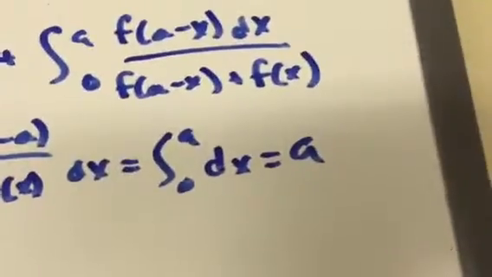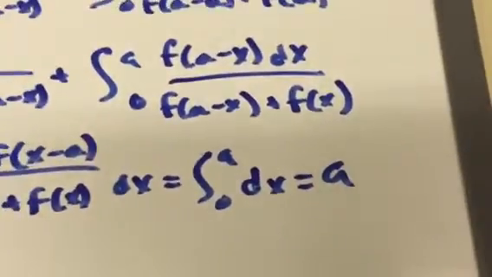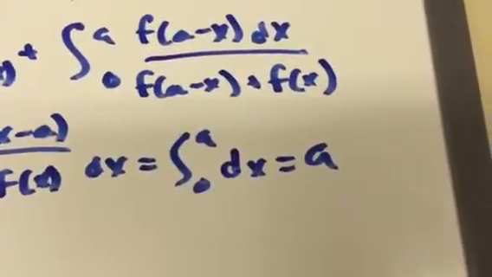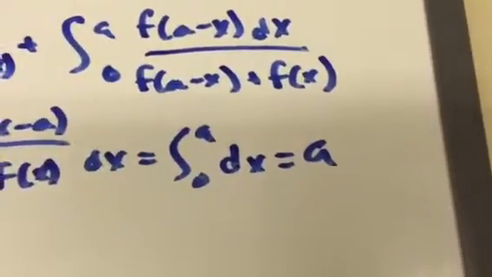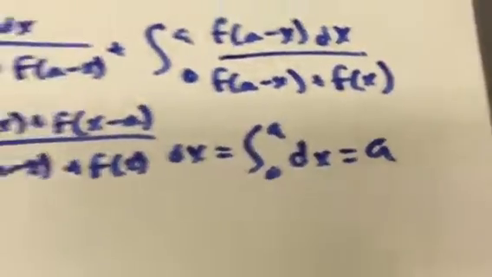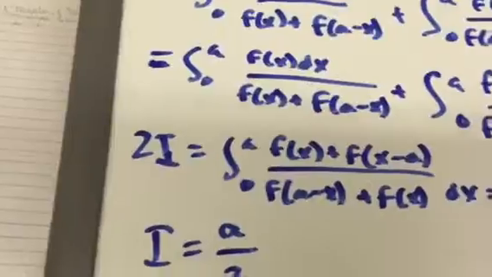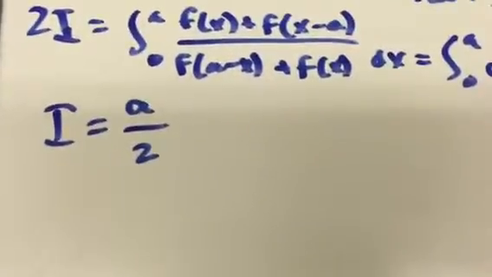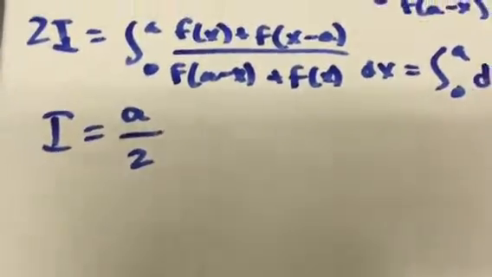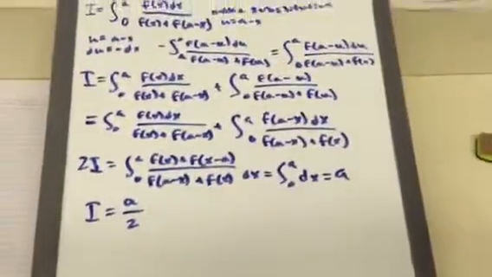And we substitute our bounds in, so we'd have x to the a minus 0, and we're left with just a, and all that's equal to 2I, so I in this case is equal to a over 2. Thanks, and that's how you solve the problem.